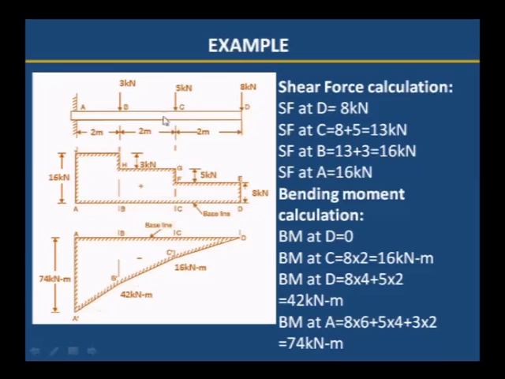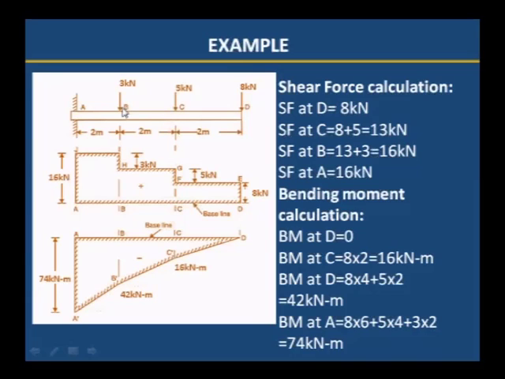Bending moment at C, force is 8 kilonewton is acting. 8 kilonewton into distance is 2 meter. 2 meter is the distance from D to C. 8 into 2, 16 kilonewton meter is the bending moment at C.